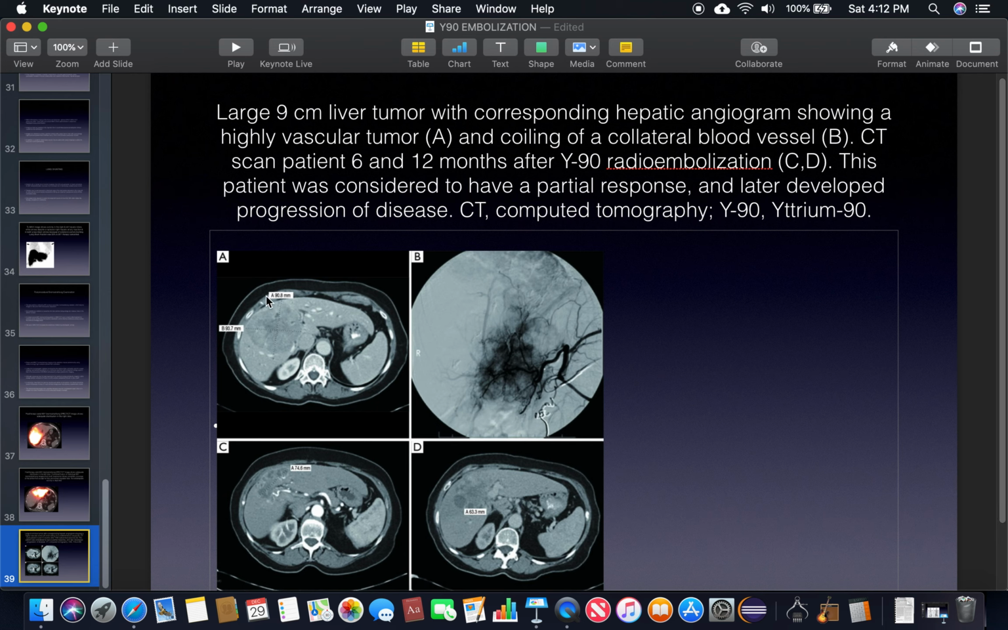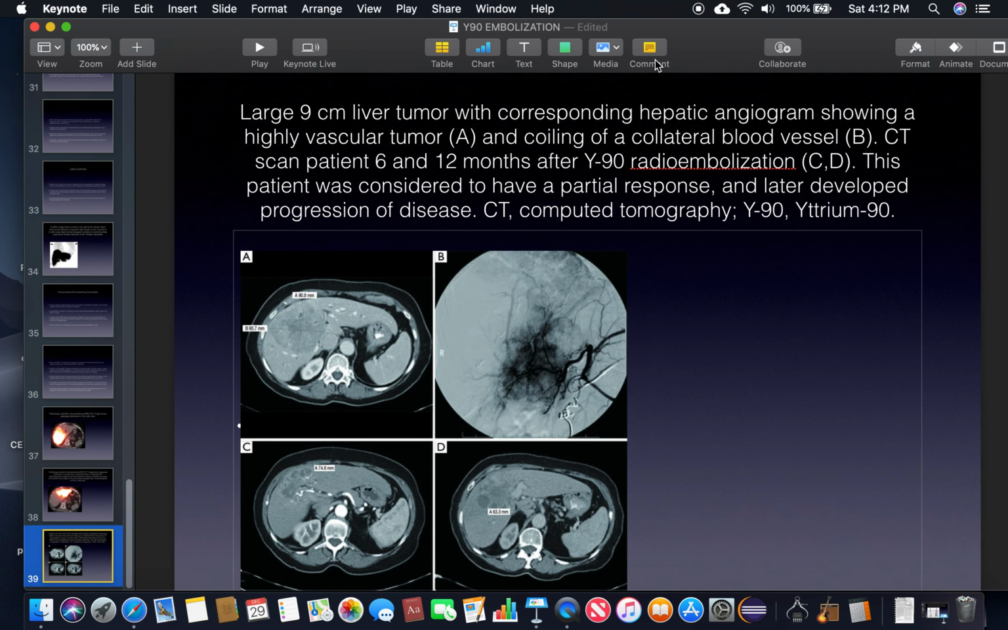Here you're seeing a large tumor mass, a highly vascular tumor, on a CT scan. This is the corresponding angiogram showing the highly vascular tumor, and there is a selective coiling of a collateral blood vessel. And now, after the therapy, there is a partial response to treatment, and the patient later developed progression of the disease. So, in a nutshell, yttrium-90 is a very effective treatment both for primary and metastatic cancers.